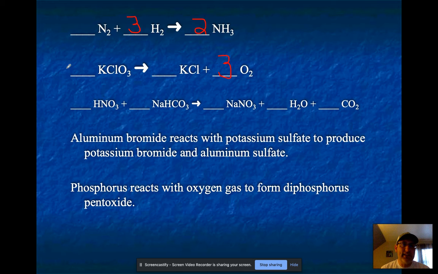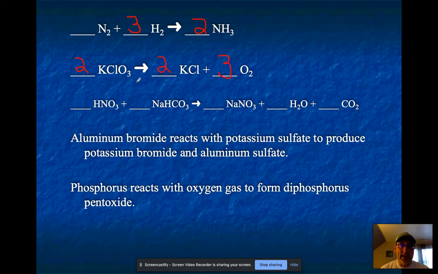Now, the only place I can get to make 6 here, I can't change this to a 6. I can't put a 2 in the middle of the formula. I have to put it out front. Now that's going to change my balancing for the K and the Cl, but that's fine. I can still balance that. So now I have 2 O3s and 3 O2s. That's 6 and 6. But now I have 2 Ks, and I need 2 Ks here. But with putting that 2 out front here, I have 2 Cls and 2 Cls. So we're good there.